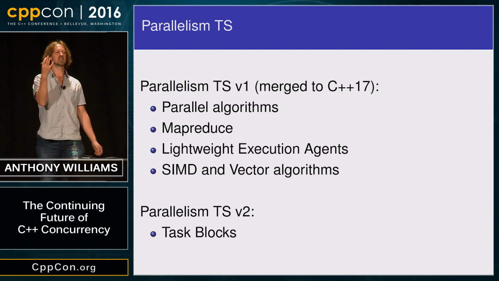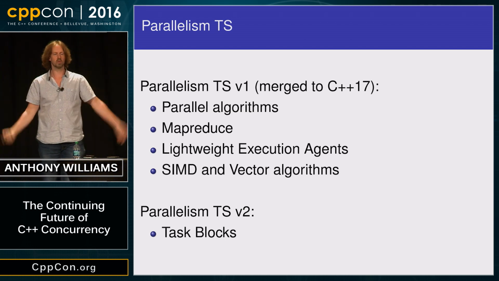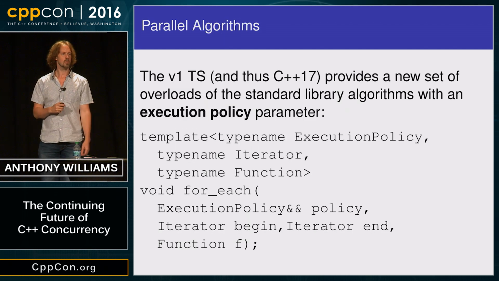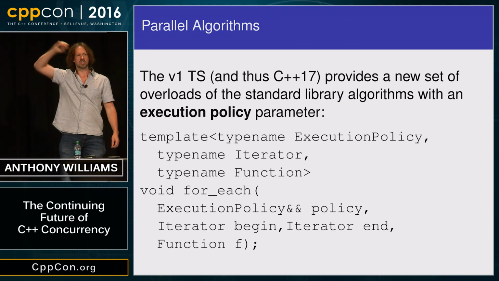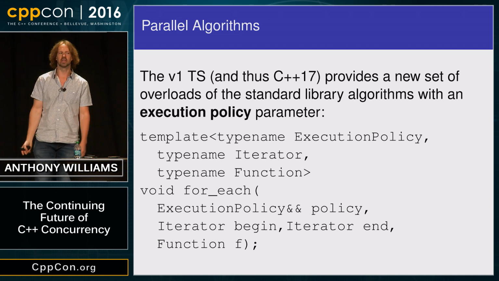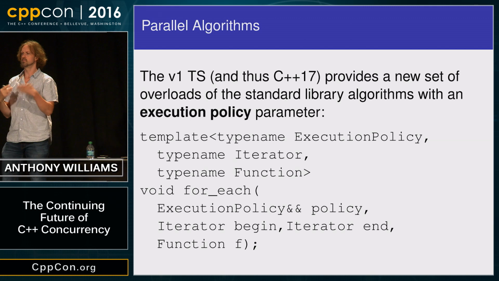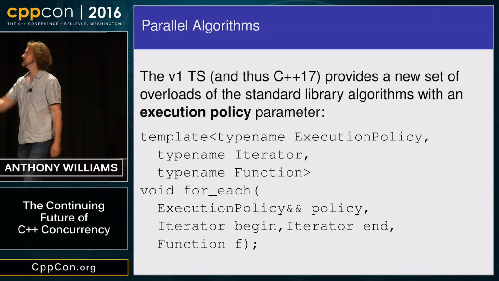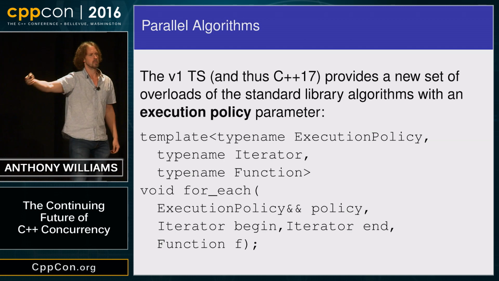For Parallelism TS version 2, the only thing that's concretely added to the working paper at the moment is task blocks, but there's more work being done. The C++17 library incorporates the version 1 TS, and that essentially provides us with a whole new set of overloads for most of the standard library algorithms. They all have this execution policy as the first parameter.